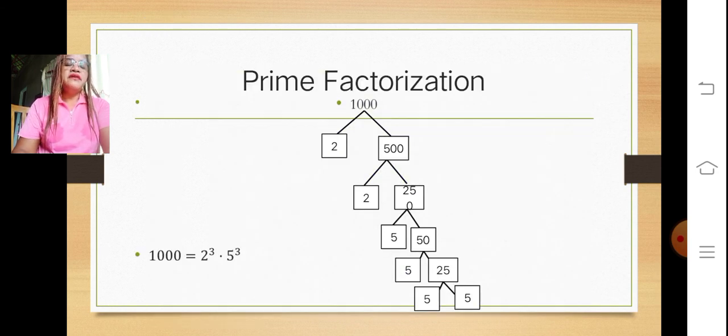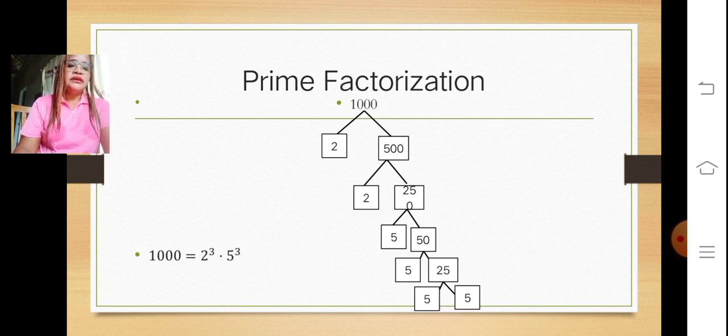Another example of prime factorization is the number 1000. We take, by using our factor tree, and we break down 1000 into each prime factor. Since 1000 is divisible by 2, we take 2 as our basic prime factor of 1000. So 1000 divided by 2 is equal to 500. Since 500 is a factorable number, 500 divided by 2, since 2 is divisible by 500, is equal to 250.